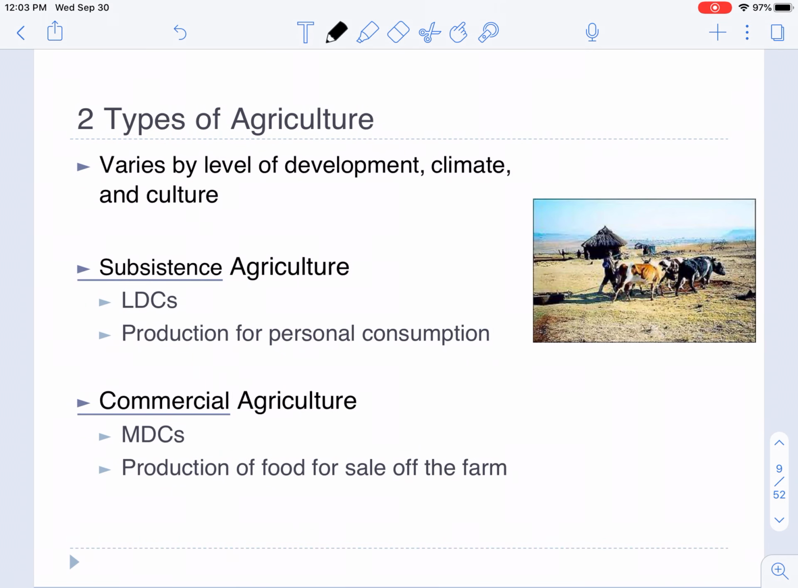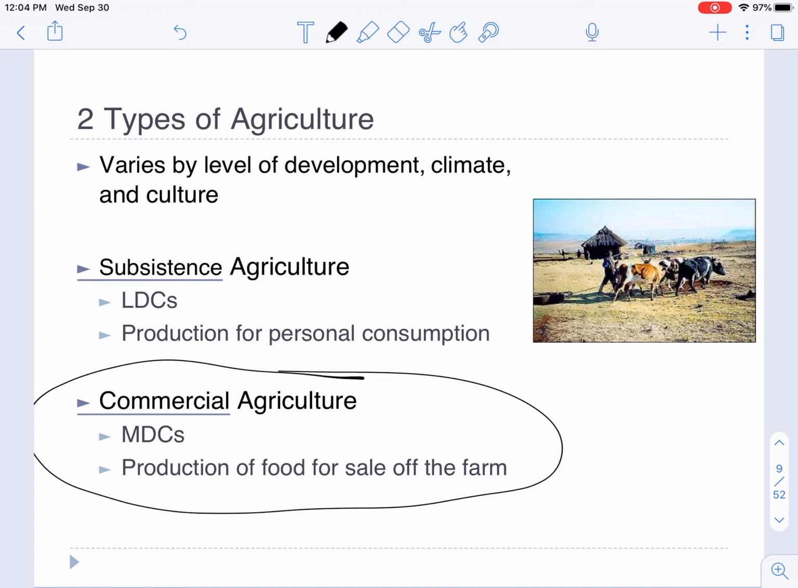So the two main types of agriculture that we're going to look at in this unit are commercial and subsistence. We'll start by looking at commercial, which is going to be found primarily in more developed countries. They're producing food for sale off the farm, not just for the people of their country, but food that can be distributed worldwide. The other type of agriculture, which we'll look at in our next set of notes, is subsistence agriculture, found in less developed countries, where the agriculture is used largely for personal consumption, or the consumption of a very small scale of, like, a village or a small territory of people.